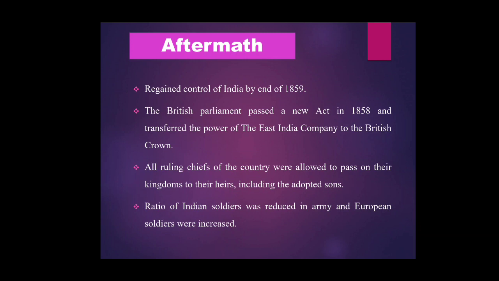All ruling chiefs of the country were allowed to pass on their kingdoms to their heirs, including adopted sons. So it means now there will be no subsidiary alliance, no doctrine of lapse. All such policies were null and void now. The ratio of Indian soldiers was reduced in the army and European soldiers were increased. Why? Because they knew that if there were Indian soldiers, the chances were high that there would again be revolts. So they reduced the number of Indian soldiers and increased the European soldiers.